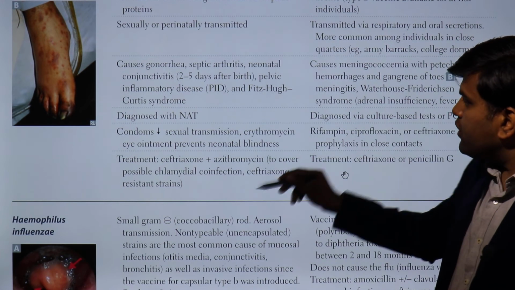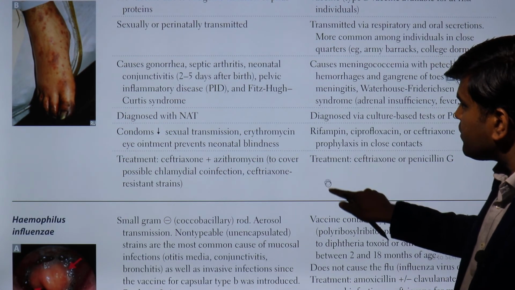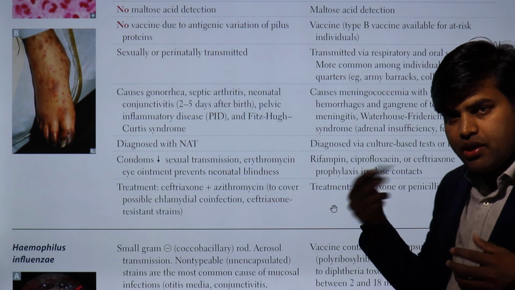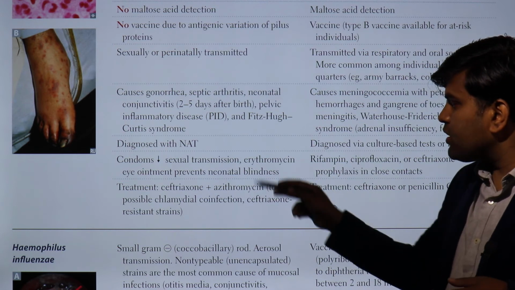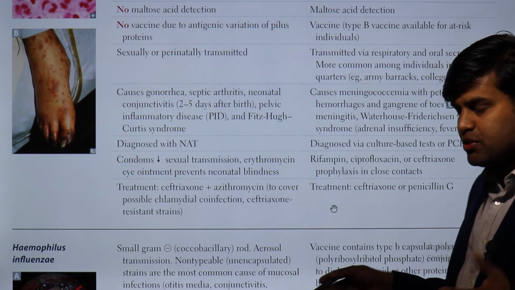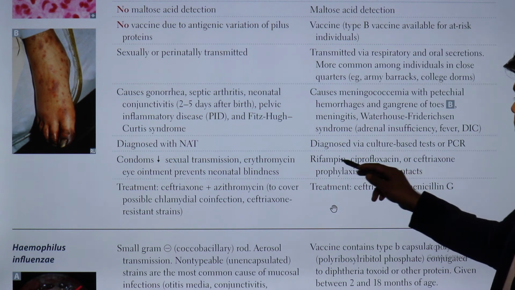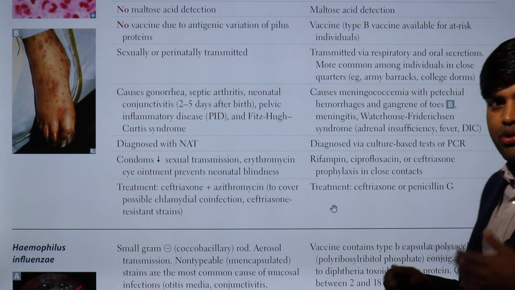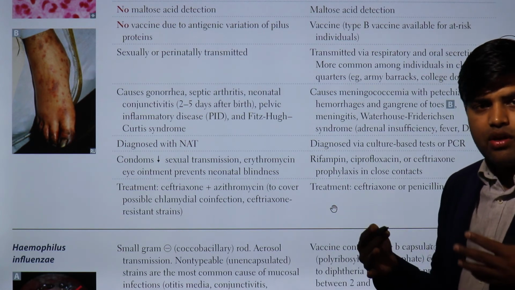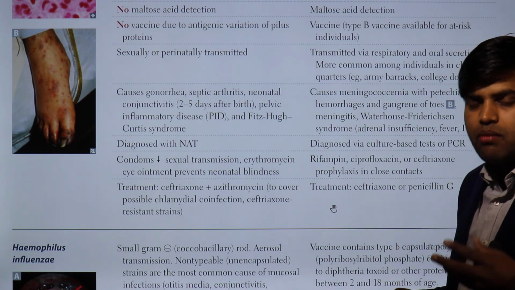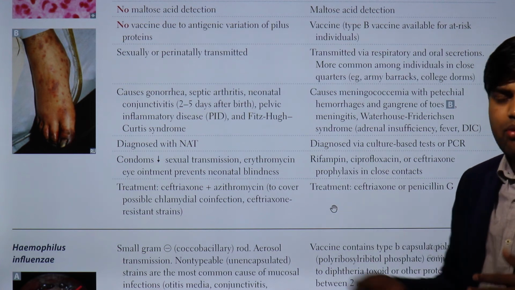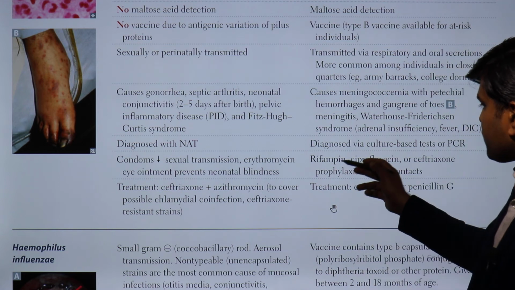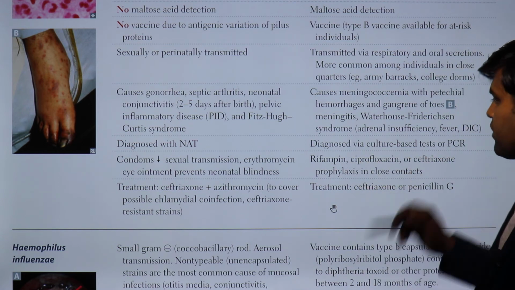How can we decrease the sexual transmission? Condoms. The erythromycin ointment prevents neonatal blindness. So for neonates, you can give erythromycin ointment, and condoms decrease the sexual transmission. Whereas here, we need to give rifampicin, ciprofloxacin, or ceftriaxone prophylaxis in close contacts. So for those patients who have had contact, now you cannot prevent the contact, so you need to give some drug to prevent the development of the disease, and that is exactly prophylaxis, not treatment.